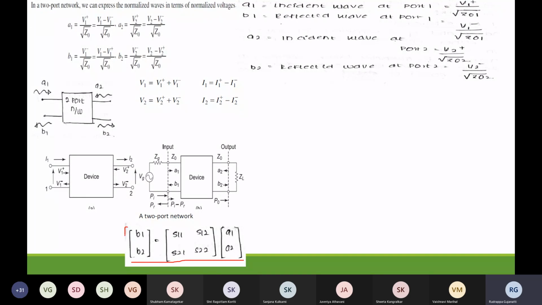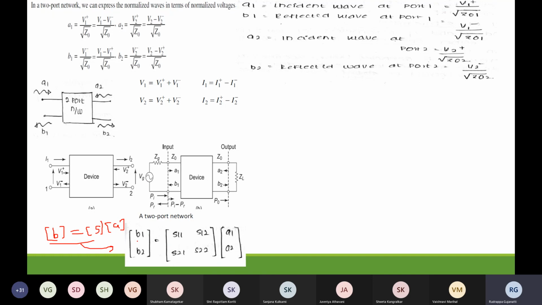What we have here are the reflected wave amplitudes. These reflected wave amplitudes are equal to the matrix associated with the scattering parameters, multiplied by the incident wave amplitudes. So if I have to write this in simple form, we write the matrix B, which is equal to the matrix which represents the scattering parameters multiplied with the matrix which represents the incident wave amplitudes. So this is how it is represented.